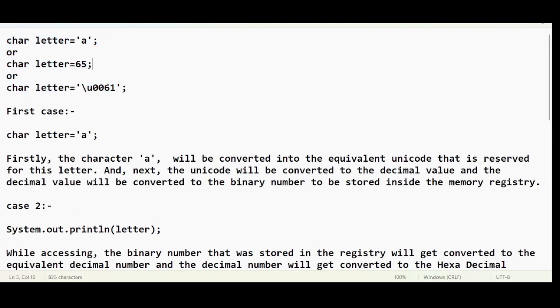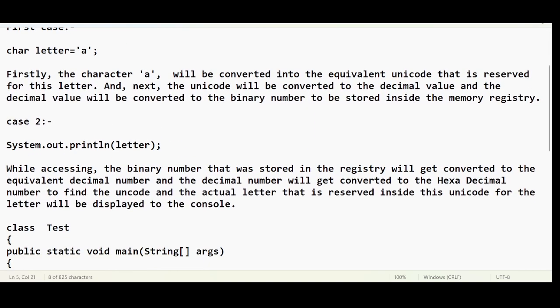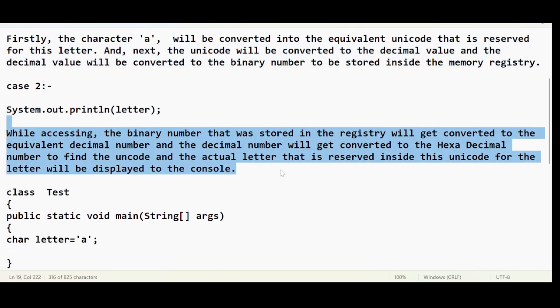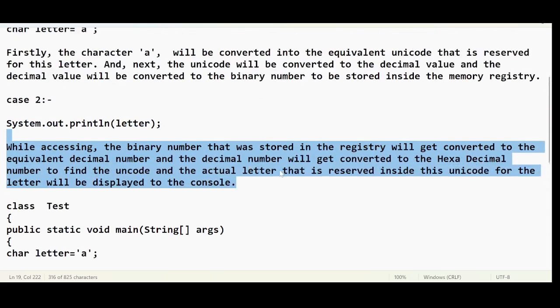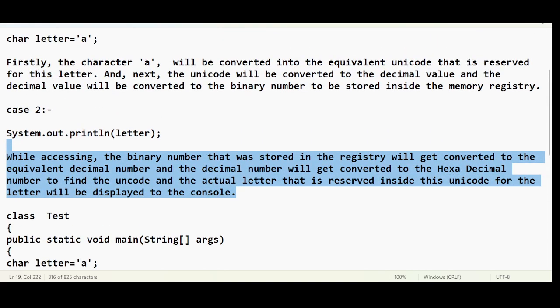There are three possible ways, three possible values that you can assign for the character data type. One is the direct letter with single quotes, a number, and the Unicode. This is case one. So this is the equivalent definition for case two. This is the equivalent definition. And that's all about this.